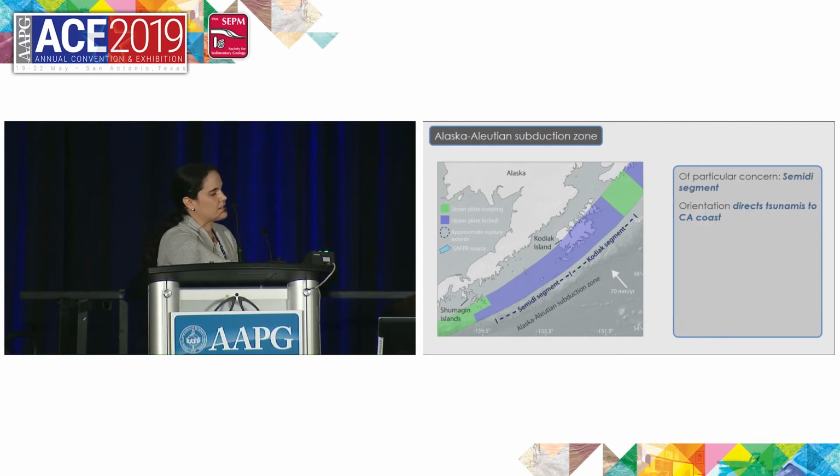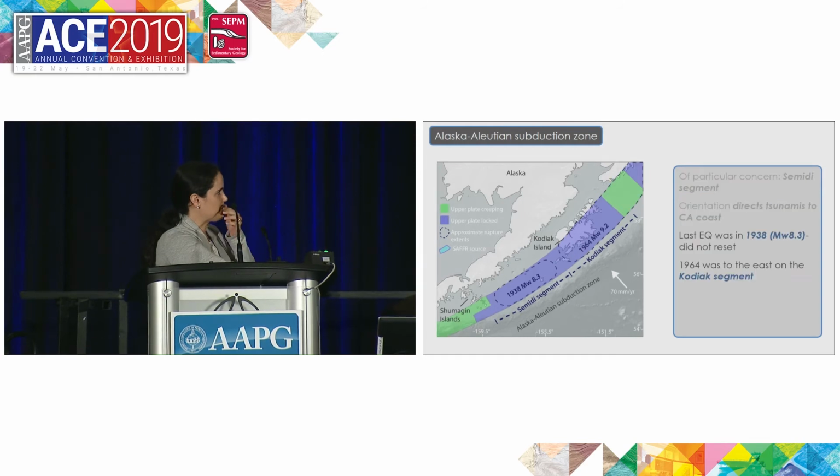Of particular concern in this area has been the Semidi segment of the subduction zone between the Shumagin Islands and Kodiak Island, because not only does this affect Alaska, but it orients tsunamis directly towards the California coast, specifically Southern California, because of the azimuth of the subduction zone here. So it's been on people's radar.